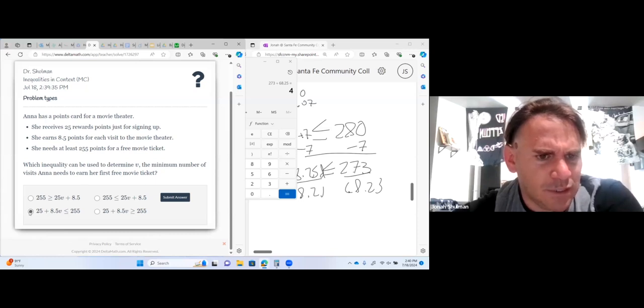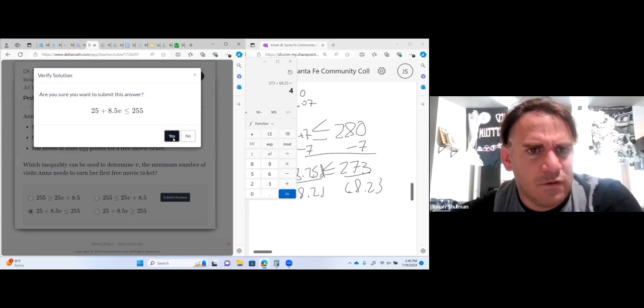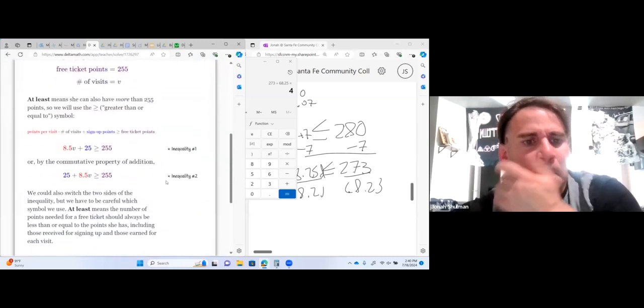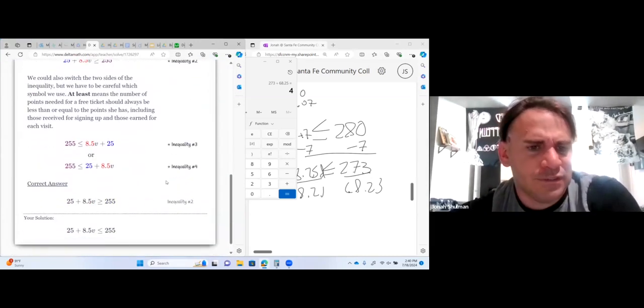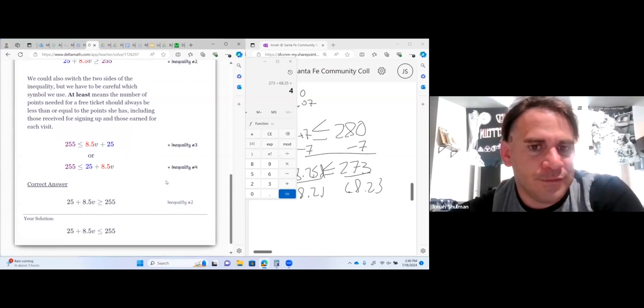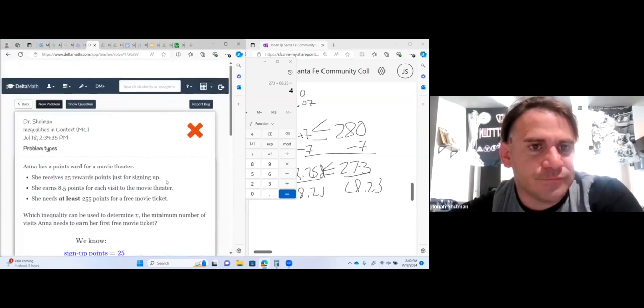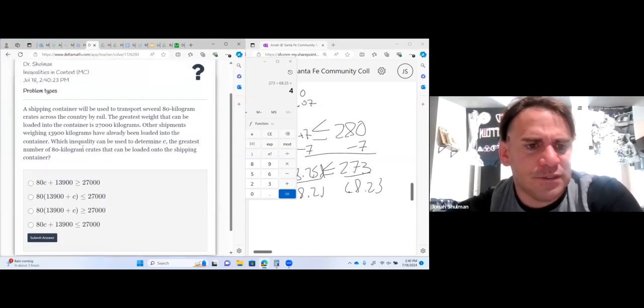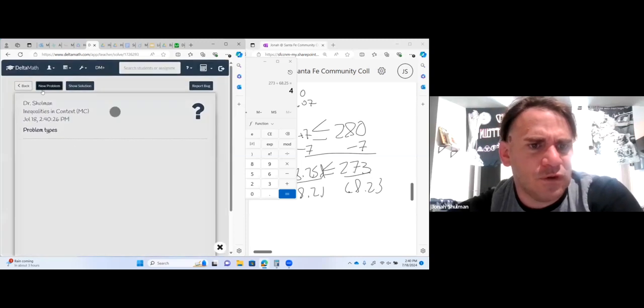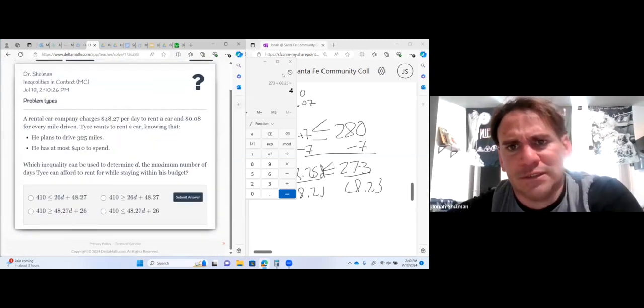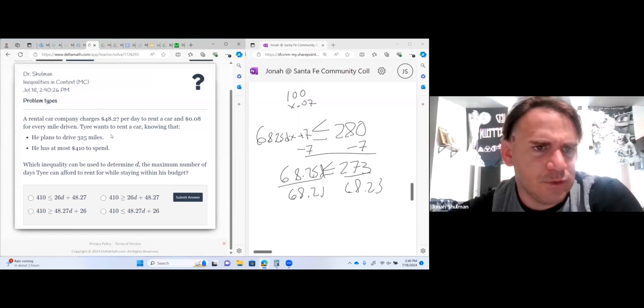I believe it is this way. Oh, it's the other way? I was right with the "at least." Okay. Sorry, I keep messing these up. Let's do another one that was hard like that. Here we go. So "at least" is the other way, and the other one's for "at most."